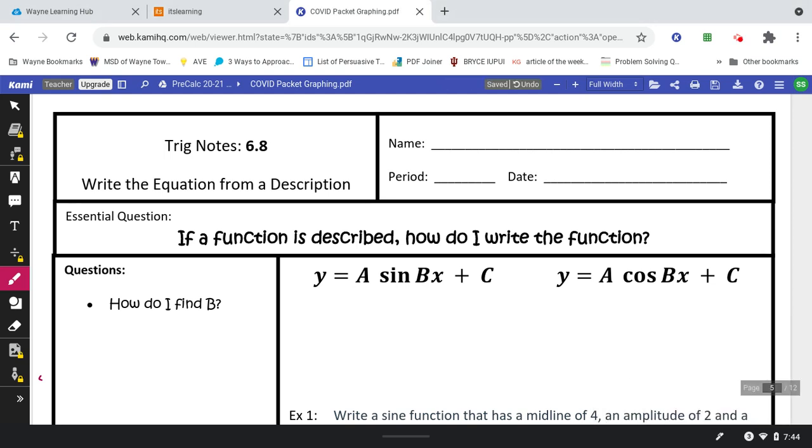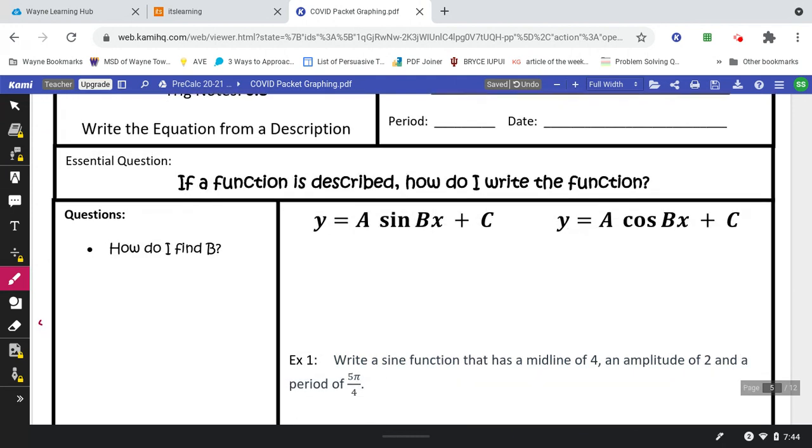These are the 6.8 notes for trig. We're going to talk today about, given information about an equation or a graph, how do we write the function?